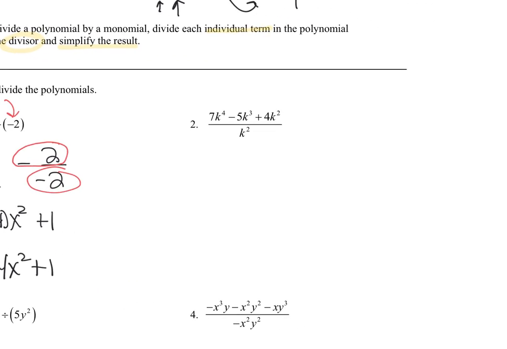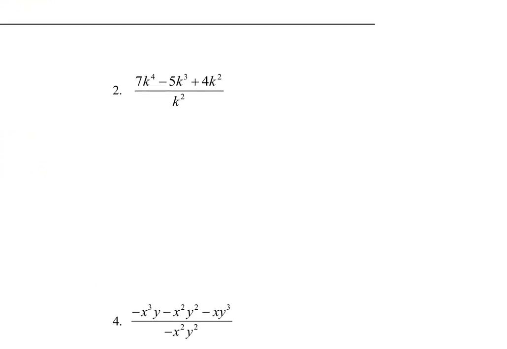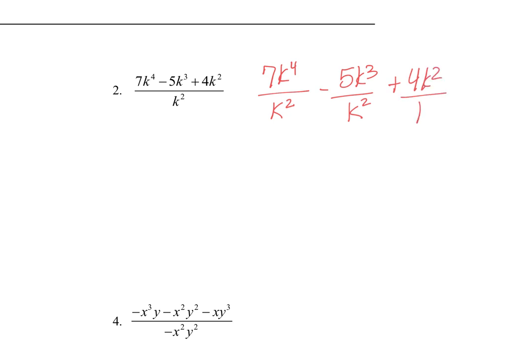So let's come up here to number 2, and let's divide by a variable. Let's see if it's any different. So I'll have, I'm going to break it apart, 7k to the 4th over k squared minus 5k to the 3rd over k squared plus 4k squared over k squared. I've broken it apart. Now, right here, you see the 7 has just an understood 1 in the bottom, so it's not going to change. But I can do something with the base of k. I have a k to the 4th divided by k squared.